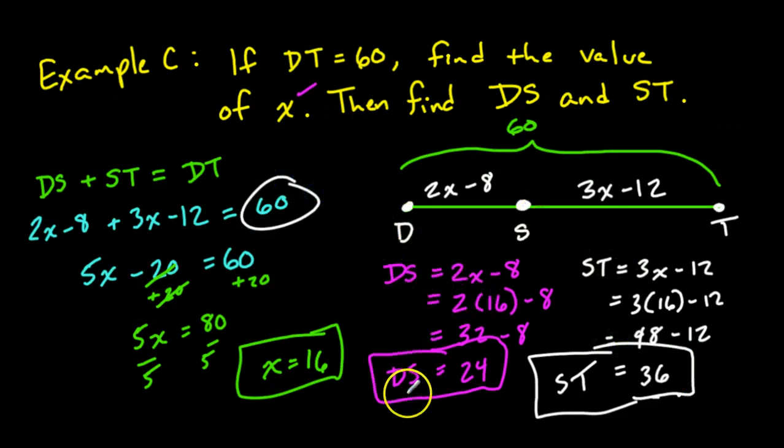All right, if we wanted to test that, we would say 24 plus 36, because it has to add up to 60, right? The length of DS is 24, plus 36 does equal 60. That checks off. We see our answer is correct. Fantastic.